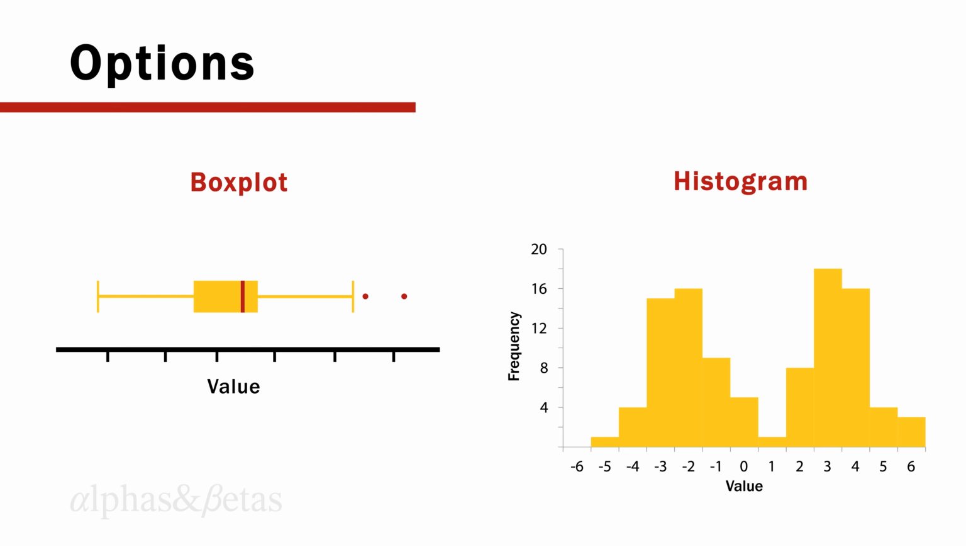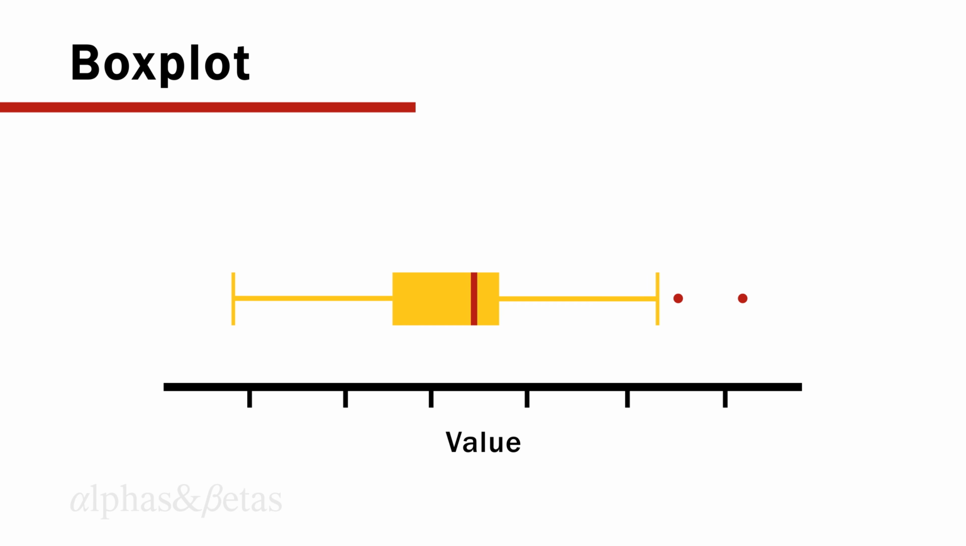If you have one variable and it's quantitative, use a box plot or histogram. How do you read a box plot? The bar inside the box is the median. The edges of the box are the first and third quartiles. The whiskers cover a length of 1.5 times the interquartile range from the edges of the box. Values beyond that are potential outliers and are marked with a circle.